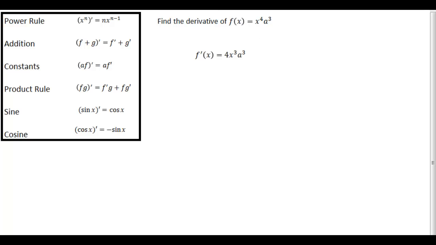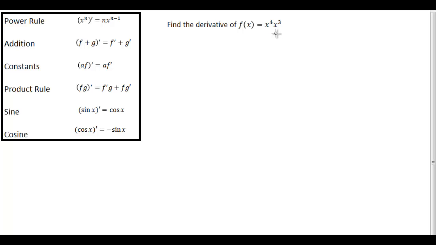So we find the derivative just using the power rule. The exponent 4 comes down front, we reduce it by 1 to x to the third, and the a cubed, since it's just a constant, just comes along for the ride. It would be a different problem if the a cubed were x cubed. If it's x to the fourth times x cubed, we could of course just write it as x to the seventh and immediately use the power rule on it, but let's play the game.